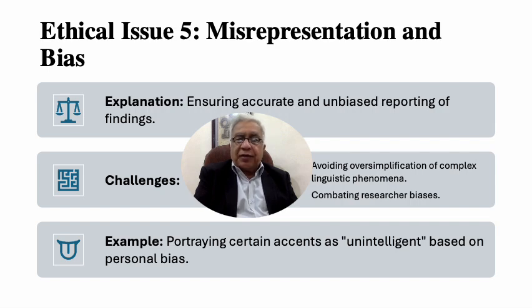For example, portraying certain accents as unintelligent based on personal bias. If somebody is speaking an accent which is possibly not close to the standard at that time, one may give the idea that one is unintelligent. This type of labeling definitely causes misrepresentation and bias, which are ethical issues. That should not happen when we are conducting research in the sociolinguistic field.